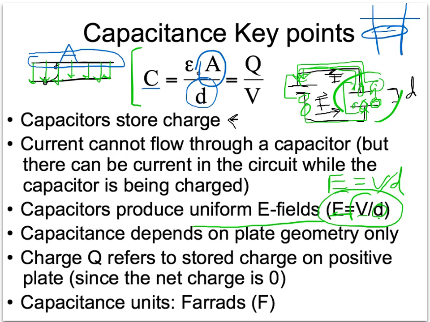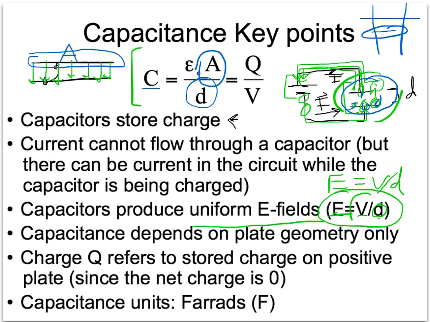Now the charge Q refers to the stored charge on the positive plate only, because if we were to refer to the charge on the whole thing, the charge on the whole thing is 0, because every time you've gained an electron on the bottom, you've knocked one loose on the top. And so we just said, well, the charge will be the same on both plates, just one positive, one negative, so we're going to opt to only talk about the positive plate.